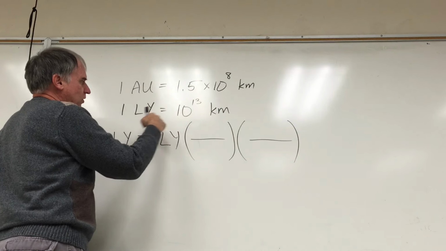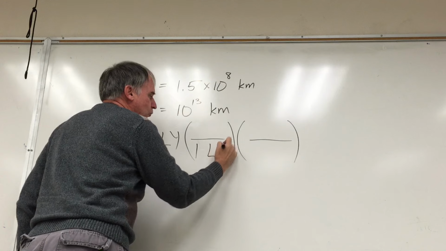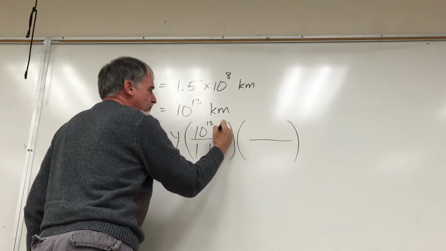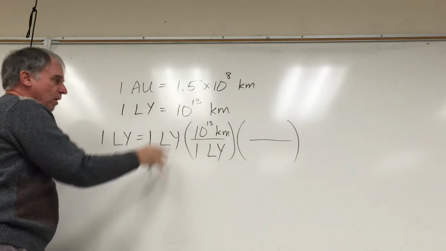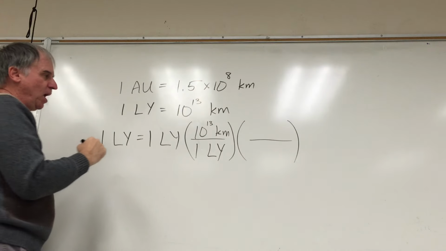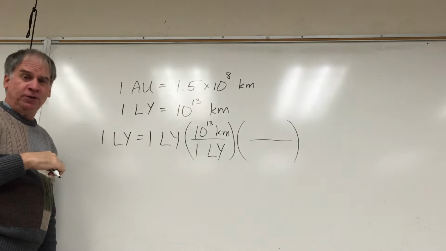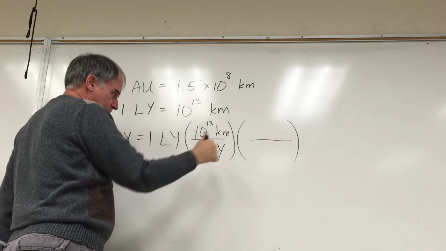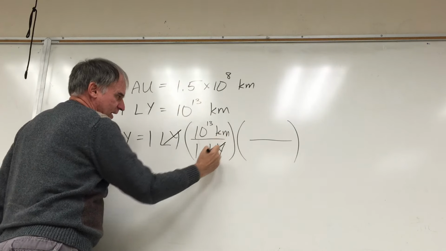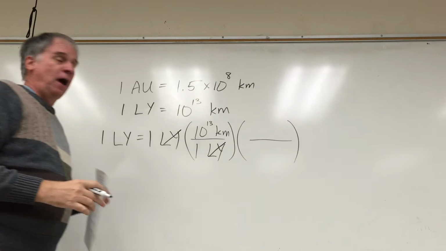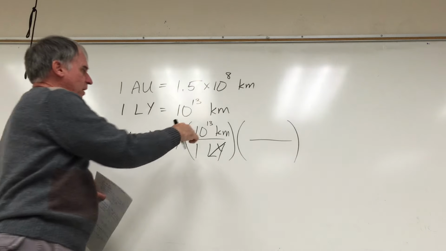So I use this conversion factor. 1 light year is the same as 10 to the 13 kilometers. Notice how you want to write this out. You want to figure out what to put on top and bottom, whether you're multiplying by 10 to the 13th or dividing by it, by writing it out and putting in the units. This way the light years cancel. That's how we knew that it had to be the kilometers on top and the light years on the bottom.